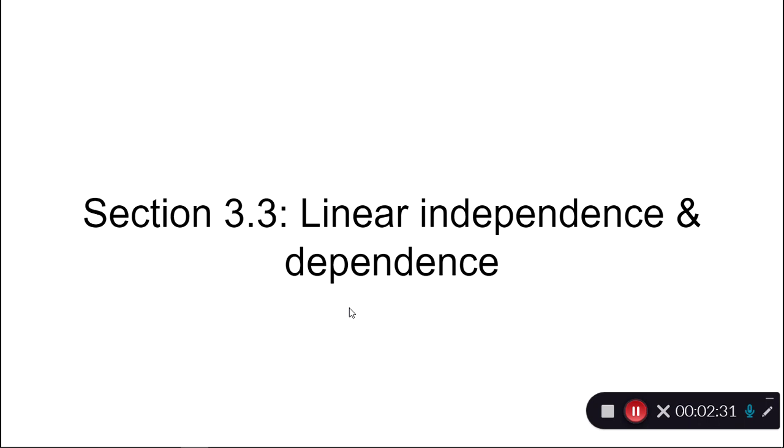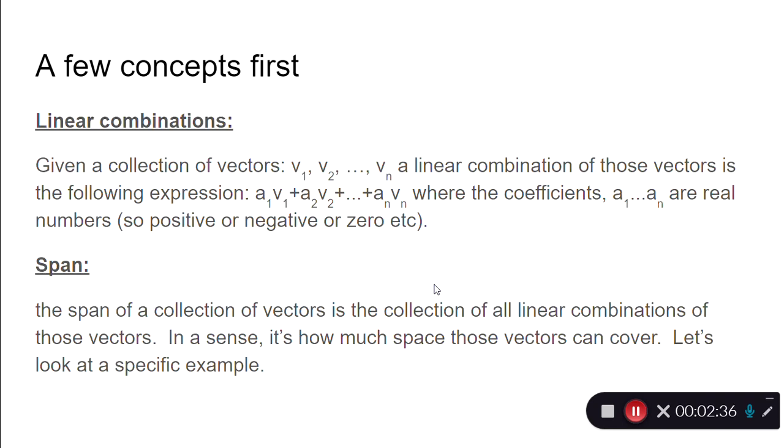This video will be a little longer because I do a few more examples in it. So a couple of concepts. These are actually from 3.2, but they're better, I think, in this section.